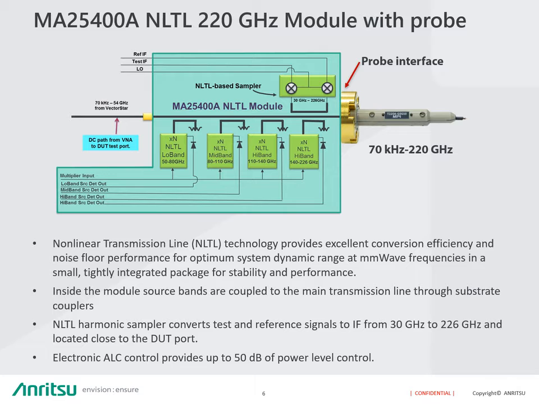The down converters are located close to the test port and operate from 30 gigahertz up to 226 gigahertz. So these nonlinear transmission line harmonic samplers are what provide the IF frequencies and send those back to the VNA for further processing. And you can also notice that there is ALC control right at each of the source modules, so that we provide very wide power control with as much as 50 dB of range.